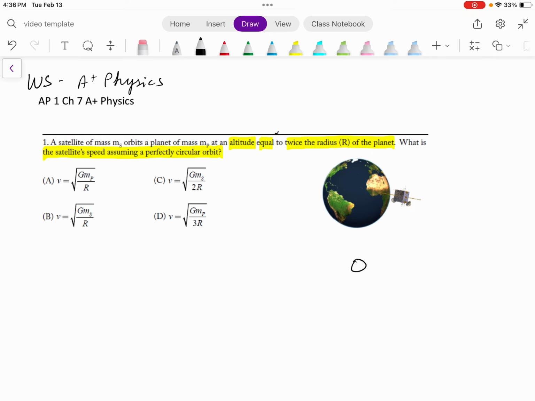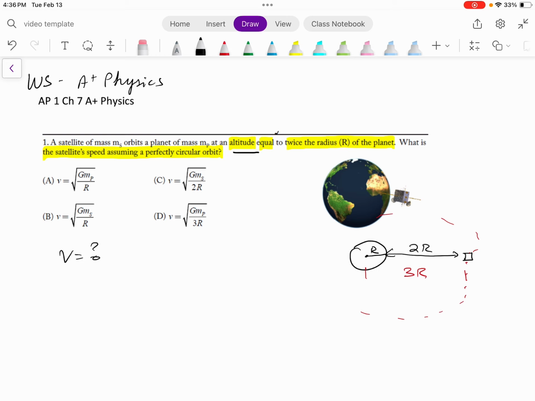So here's the planet. Actually, let me draw that a little bit bigger. Here's the planet. It has a radius r, but the satellite is located at an altitude. Altitude is the height above the planet, and that is a value of 2r. So what is the radius of this orbit, which I did not draw very well? The radius of the orbit, therefore, is 3r, and that is also the distance from the center of that planet to the center of that satellite, and they want the speed, v equals question mark.